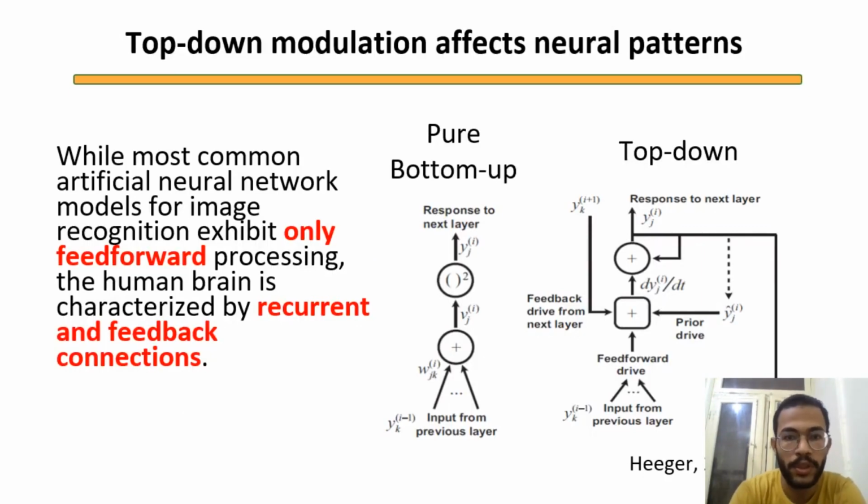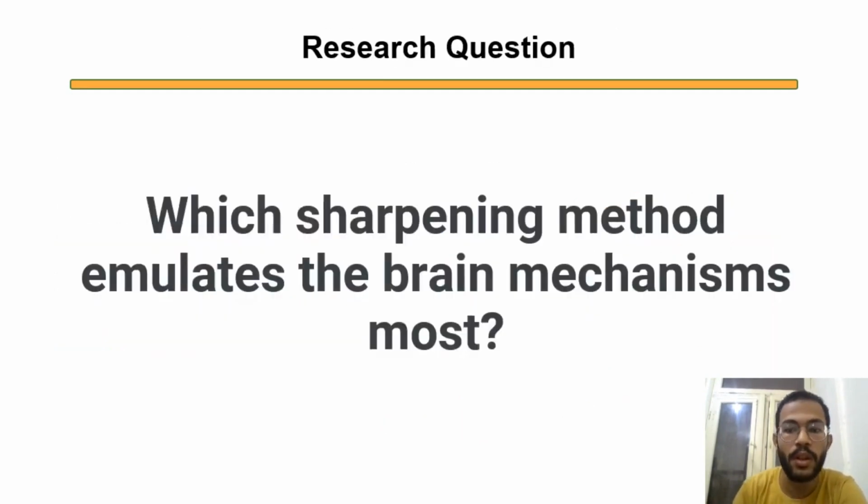Here is the difference between the two models, the pure bottom-up one and the top-down one. Most artificial neural networks use a pure bottom-up, which is feed-forward only. But in the human brain, we have feedback, we have recurrence, and this works like a top-down pathway, which makes our identification of images much higher. Here we reach our research question: we need to know which sharpening method emulates the human brain mechanisms most. Which one is the most similar to us?